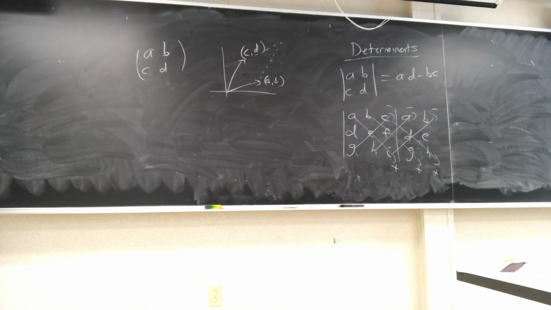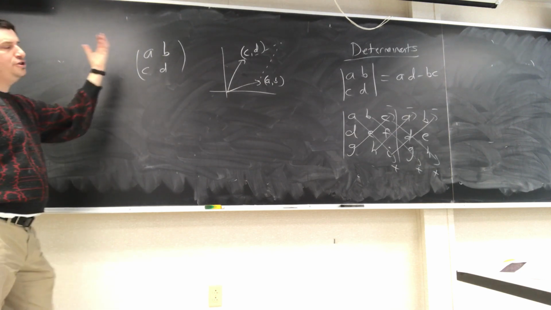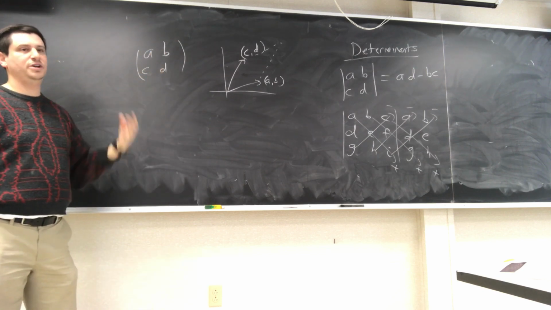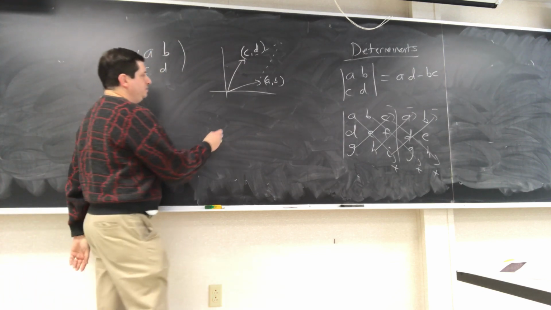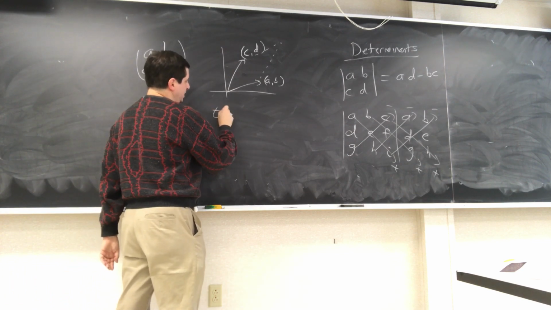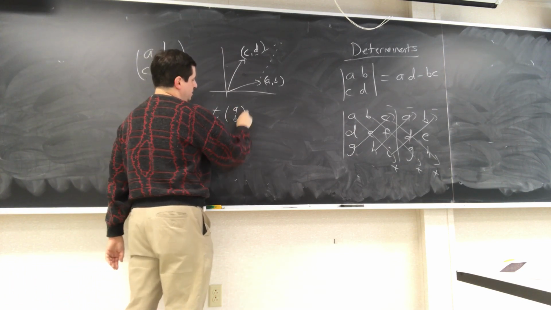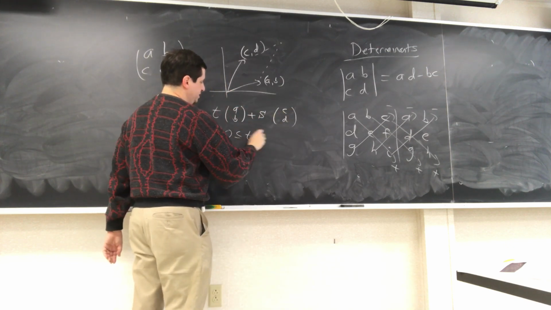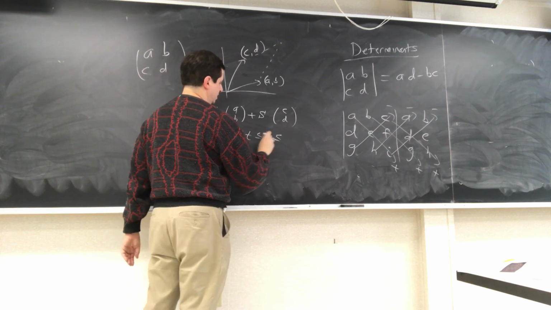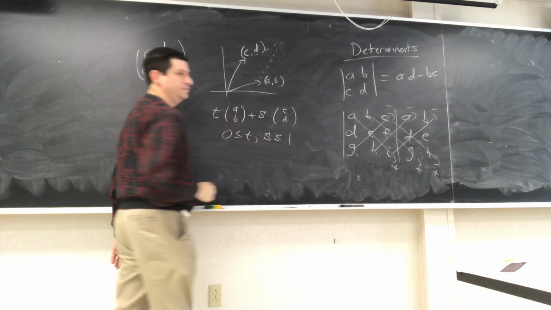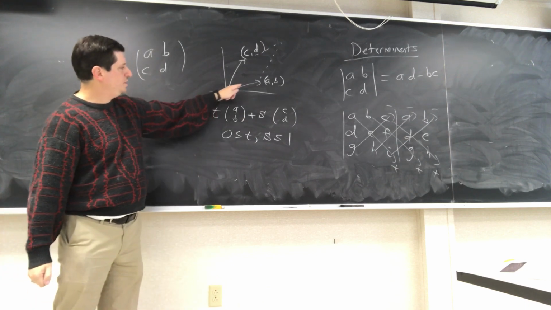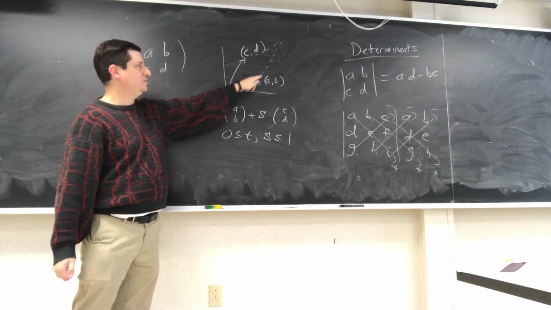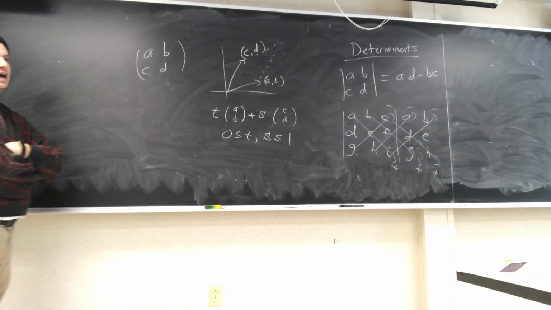Let's look at simpler matrices. I claim that the determinant is the volume of the parallelogram spanned by the vectors A, B, and C, D, generated by this. So what does that mean? It means I have T times the vector AB plus S times the vector CD, where 0 is less than or equal to T, S, less than or equal to 1. I can go anywhere I want from 0 all the way up to 1 full copy in one direction, and then I can go in the other direction anywhere from 0 up to 1 full copy. And that's going to give me a parallelogram.